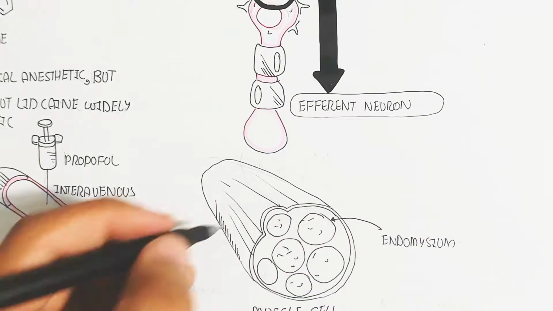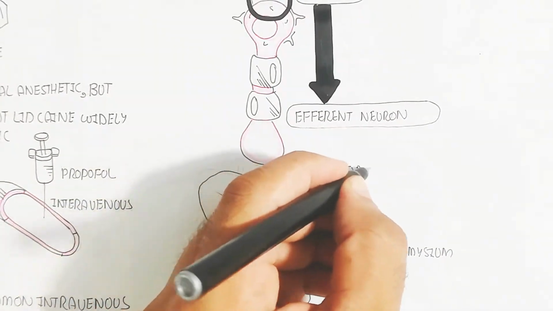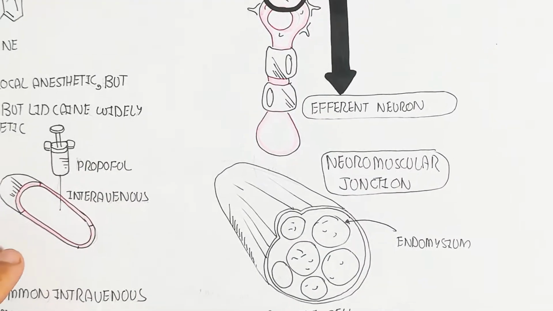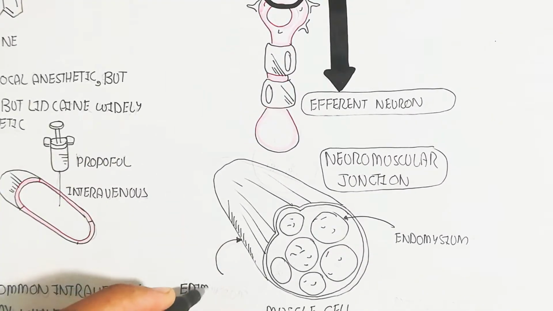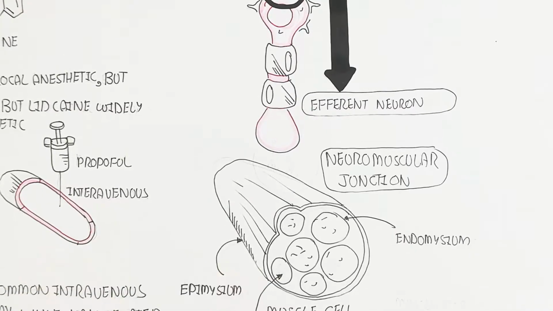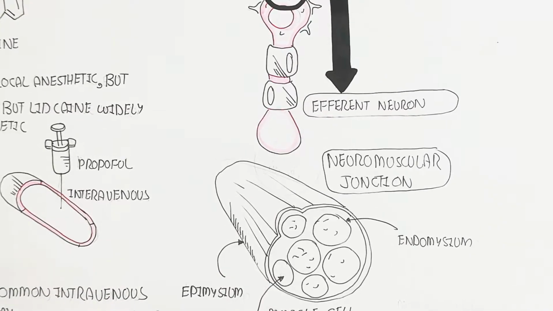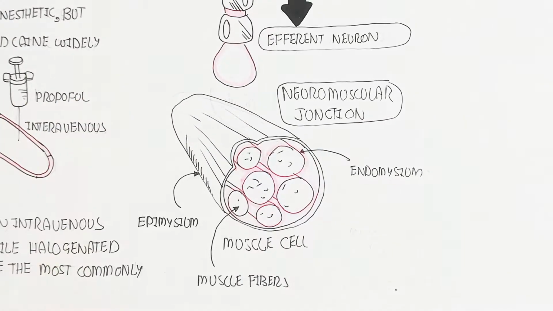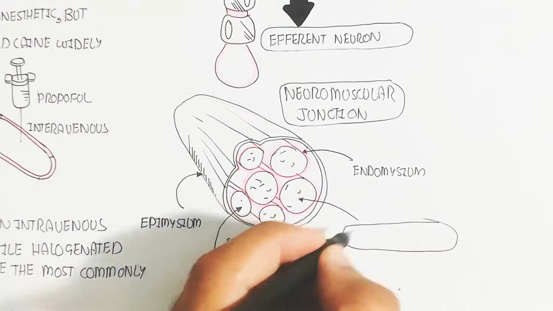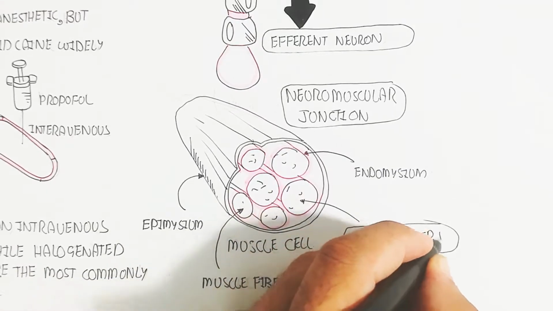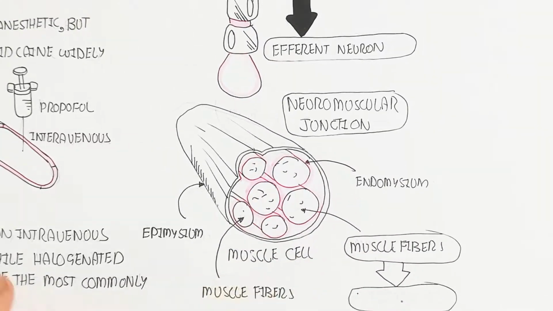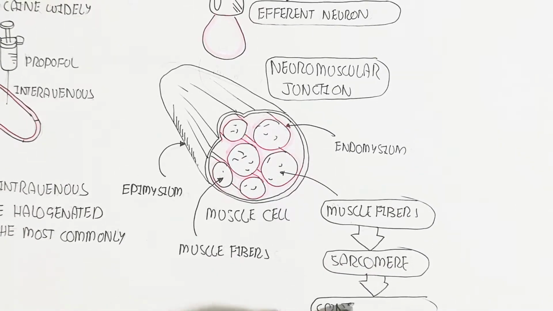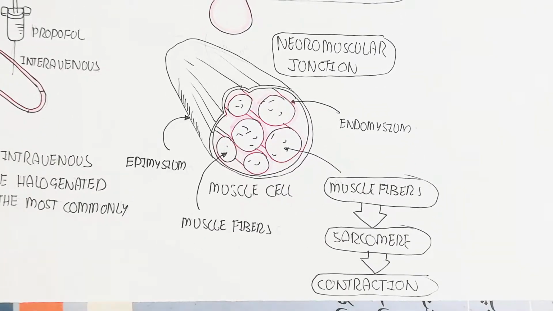Acetylcholine is the neurotransmitter that is exocytosed into the neuromuscular junction and will bind with the muscle cell. So here is the epimysium, the endomysium, and the muscle cell. Inside, the muscle fibers contain myofibrils, and these contain sarcomeres. The sarcomere is the basic structural and functional unit of muscle contraction.